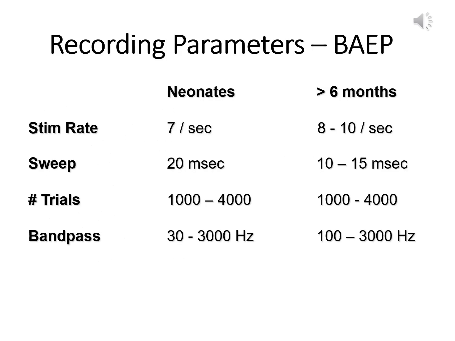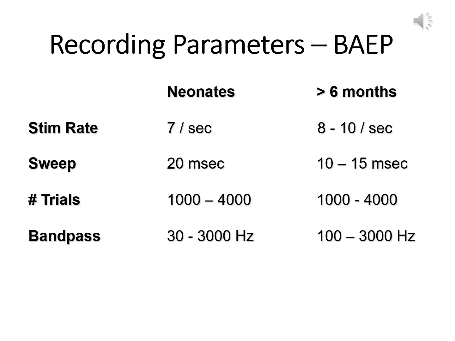The recording parameters of the BAEP are pretty straightforward. There's one set of parameters for neonates and children under 6 months of age, and there's a separate set of parameters for everyone over 6 months of age. For neonates under 6 months of age, the stimulus rate is 7 per second. We go nice and slow. While for those above 6 months of age, it's 8 to 10. We typically use 9 stimulations per second.